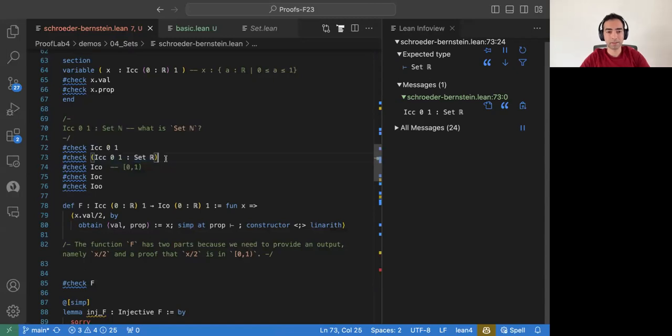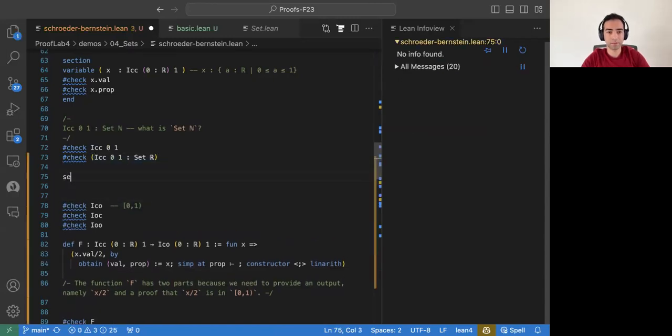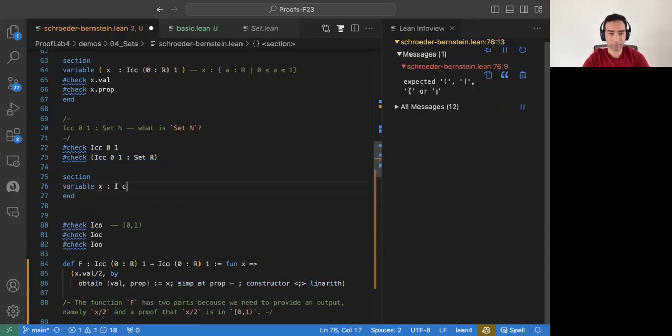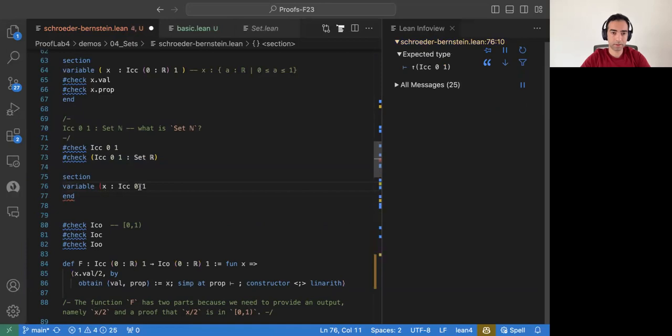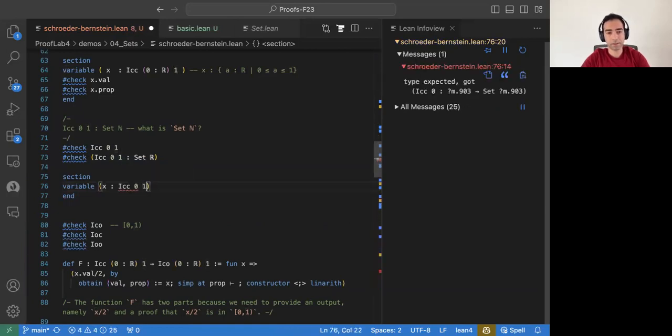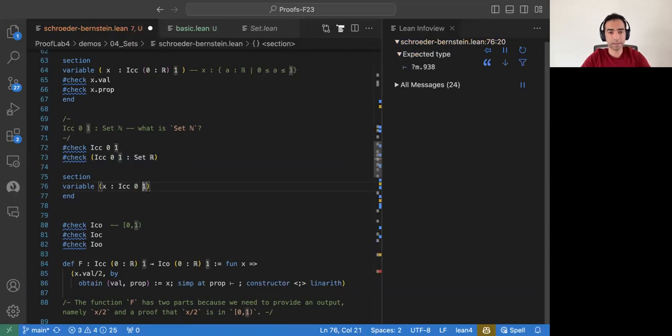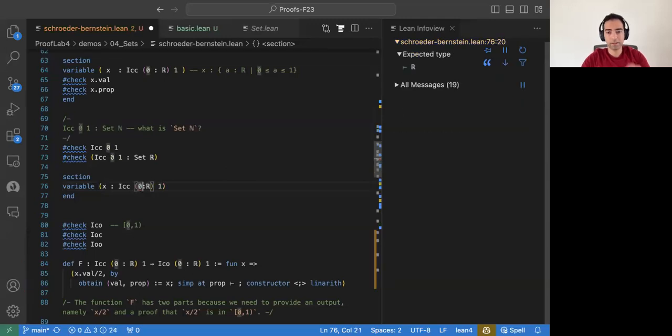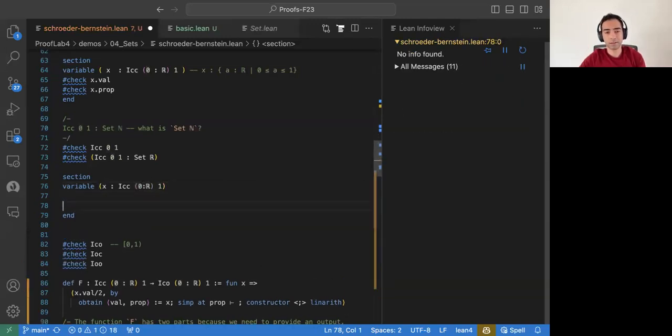So that means if I give you some number between 0 and 1, and let's say that this 0 is a real number. So this would be the real interval 0 and 1. What can we do with it? Actually, let's prove something, right? Now that we have the tools, we can at least do something.